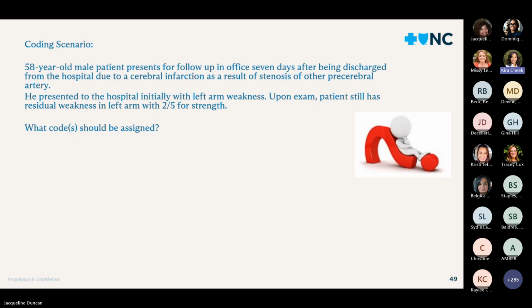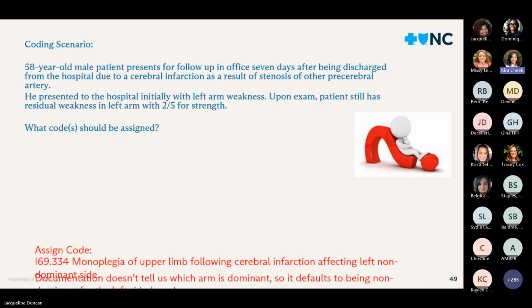Here is our last coding scenario for the day. We have a 58-year-old male patient who presents for follow-up in the office 7 days after being discharged from the hospital due to a cerebral infarction as a result of stenosis of other precerebral artery. He presented to the hospital initially with left arm weakness. Upon exam, the patient still has residual weakness in the left arm with 2/5 strength.